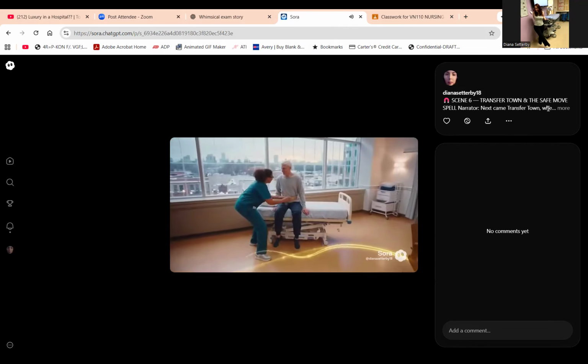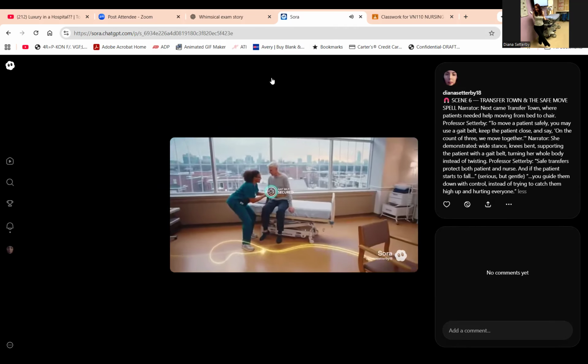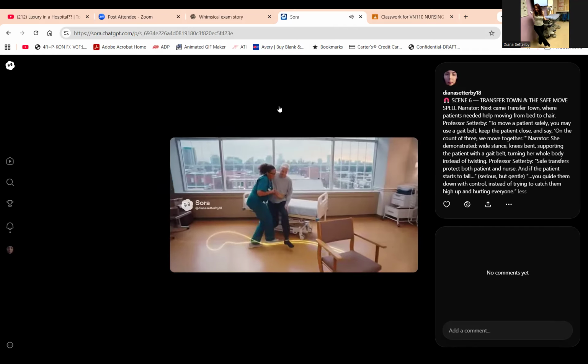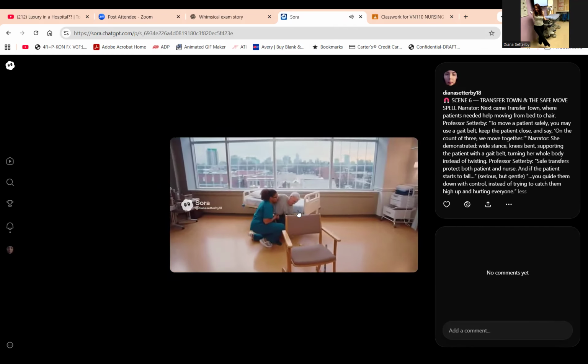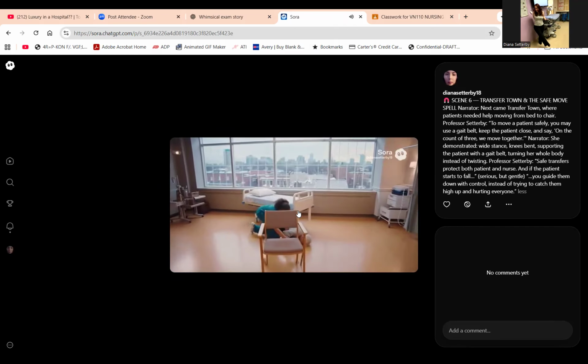Next came Transfer Town, where patients needed help moving from bed to chair. To move a patient safely, you may use a gait belt, keep the patient close, and say, on the count of 3, we move together.